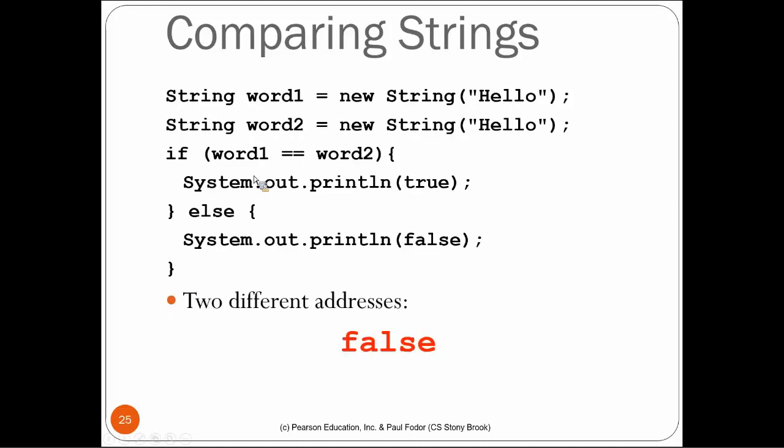But if we compare them with double equal operator, it will print false. And the reason why is that these are two words at different addresses in memory. So remember again that these are references. Word1 and word2 are in fact the addresses of two objects in memory. So these are not primitive types. There are only 8 primitive types in Java, and string is not one of them. We have 4 number types, 2 real types, character and boolean.